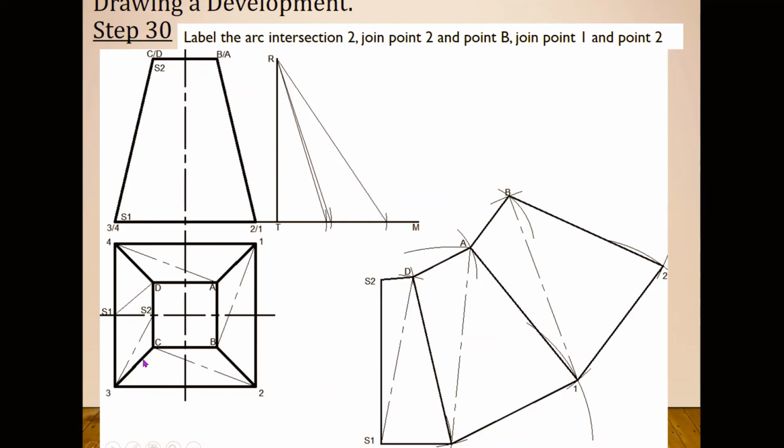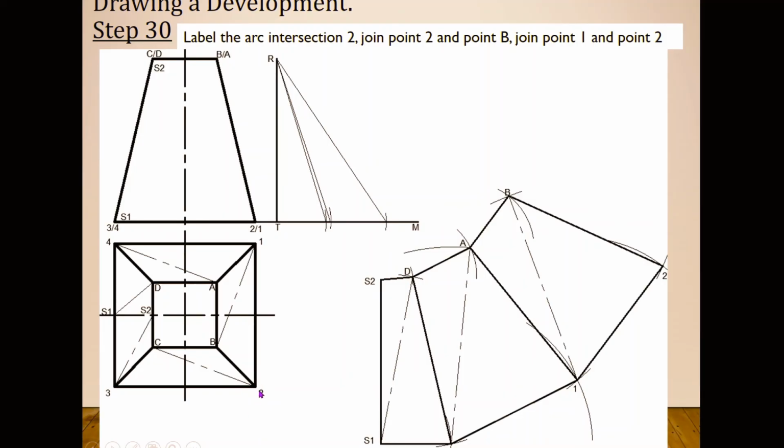Now we're going to look for point C. You're going to measure this distance. You place your sharp point here, you place your lead here, you place your sharp point there. You take the measurement, you transfer it to your development, you place your sharp point there, and you scribe an arc.